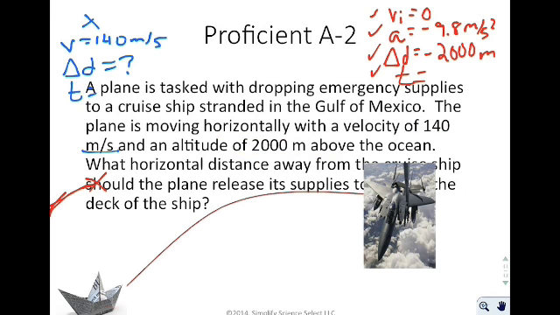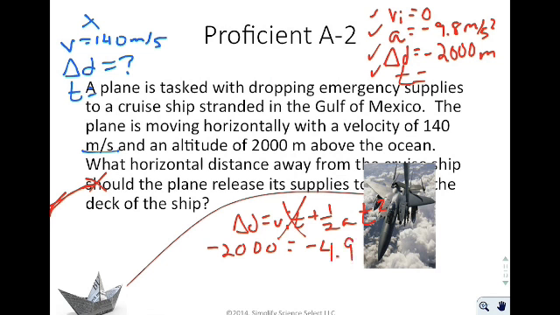So I would use the equation delta D equals VIT plus 1 half AT squared. I would plug in negative 2,000 equals, this term is going to zero out, minus 4.9, because that's 1 half of negative 9.8, and then t squared. I would divide both sides by negative 4.9.